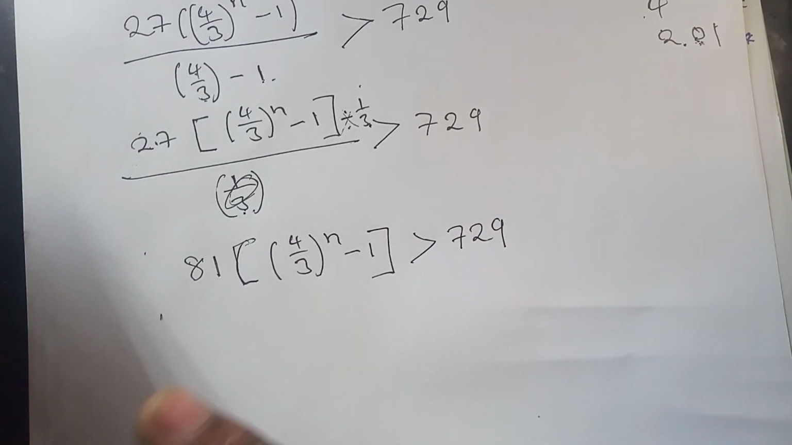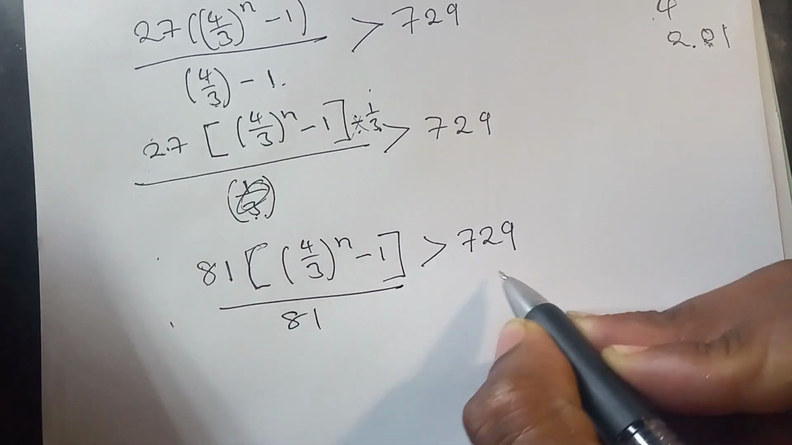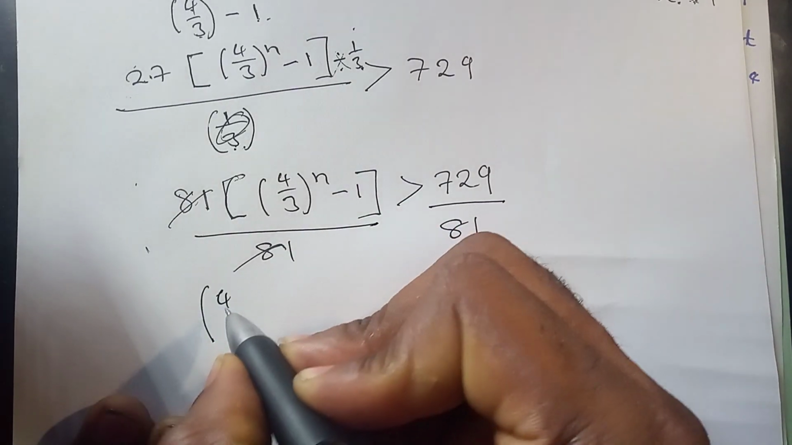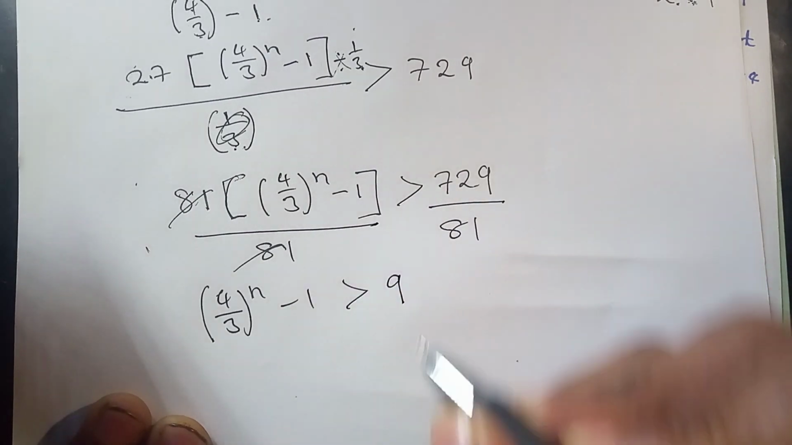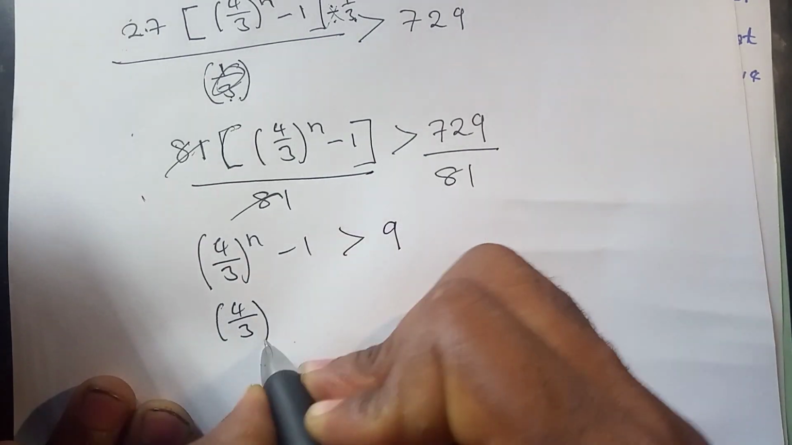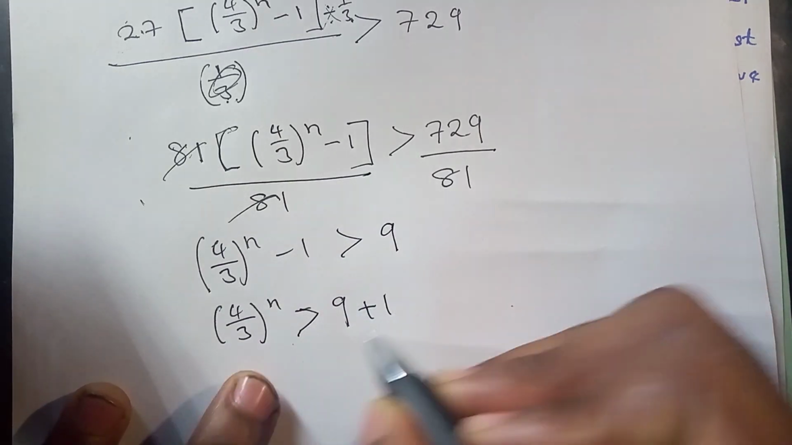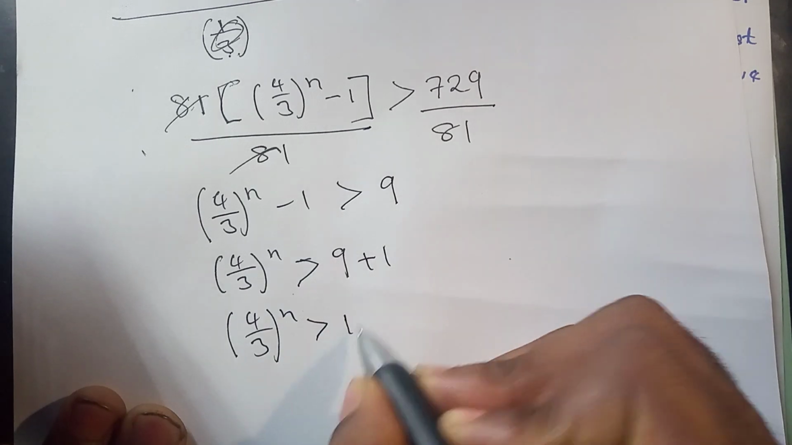729. So let me see if I can divide both sides by 81 to make this thing easier. Yes, this is a 9, so we can divide both sides by 81 to simplify it. So this side we have 4/3 to the power n minus 1. This into this is 9. Then I can simply take this to the other side. Then we have 4/3 to the power n is greater than 9 plus 1. So we have 4 over 3 to the power n is greater than 10.